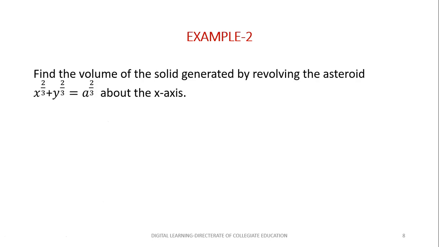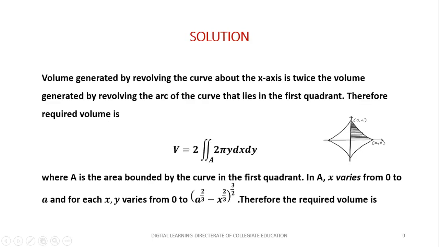Find the volume of the solid generated by revolving the asteroid x^(2/3) + y^(2/3) = a^(2/3) about the x-axis. The volume generated by revolving the curve about the x-axis is twice the volume generated by revolving the arc of the curve that lies in the first quadrant.